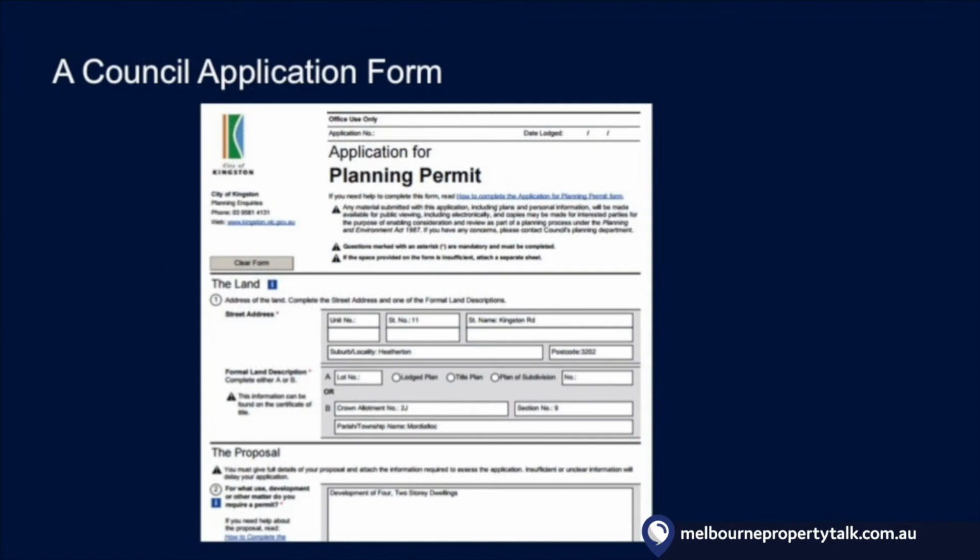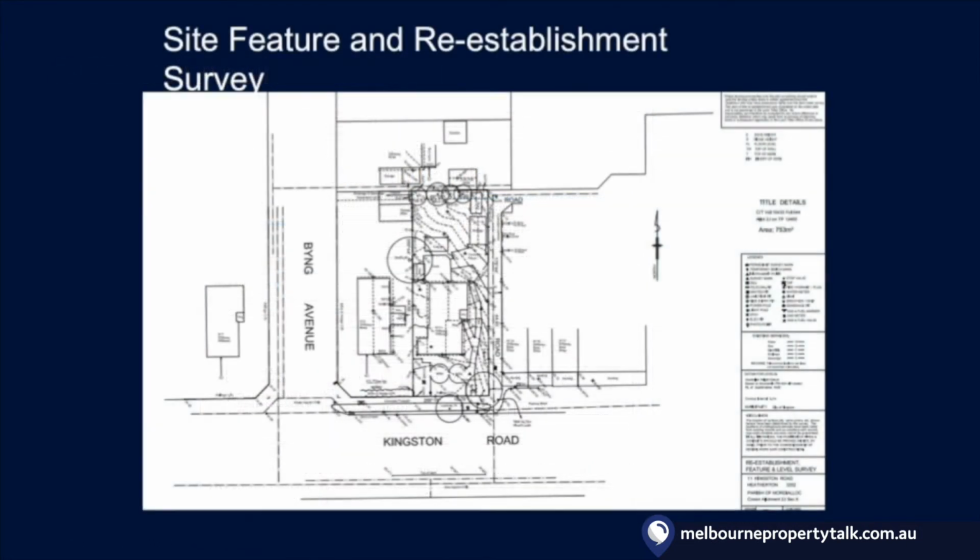Most application forms can be completed online, often by the owner or the representative. You should be aware that in most cases, planning officers at council will only discuss the application with the person nominated as the applicant. Here we have an example of a site feature and re-establishment survey. Such plans will show levels, the location of buildings, the location of easements, and a long list of other permanent fixtures.